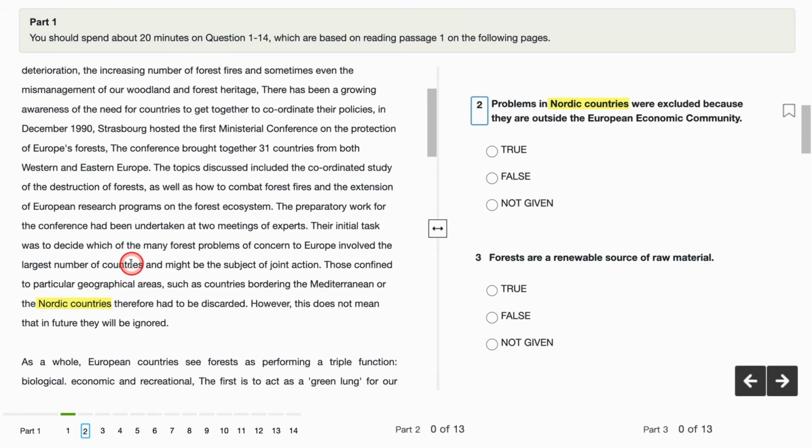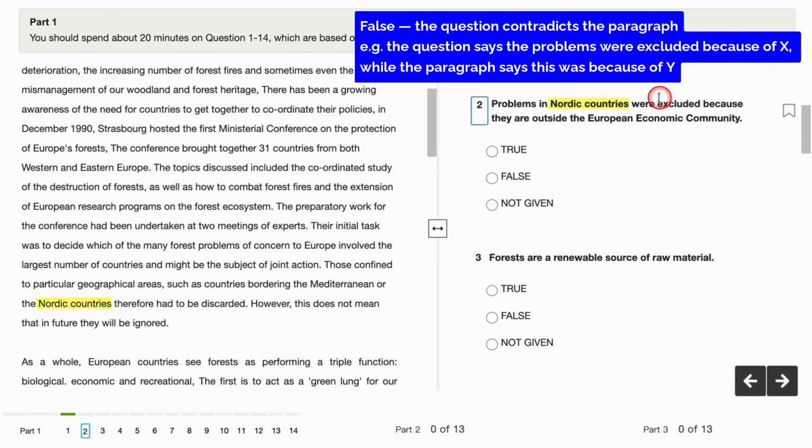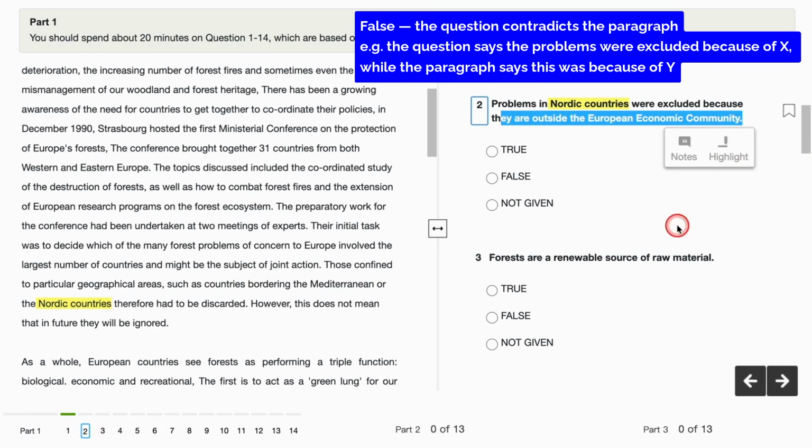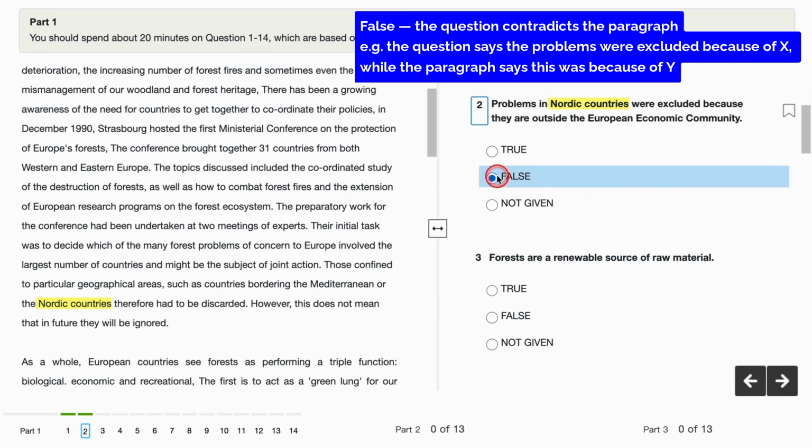So in this meeting, they discuss only the problems that involved the largest number of countries, and the problems which were limited to only a few particular countries therefore had to be discarded, right? So the problems were excluded not because of this. The problems were excluded because of this, because their problems were confined, limited to only a few countries. So the answer is false.